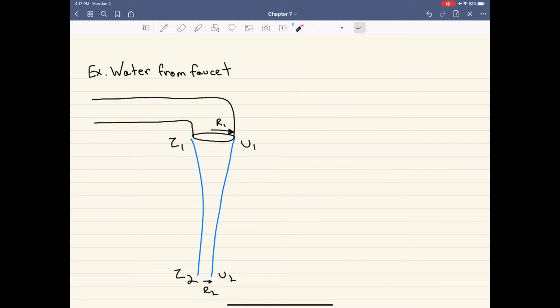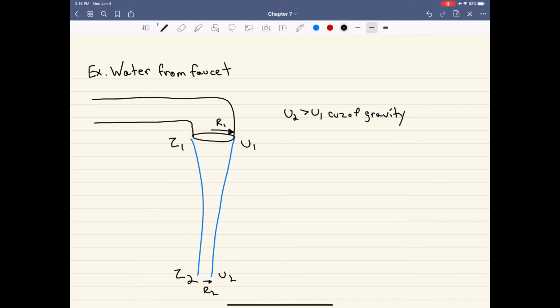Now, as the water falls from the faucet tap, right, the force of gravity is causing it to move faster, right? And so, by the time it reaches point Z2 here, the velocity, U2, is greater than the velocity U1, because of gravity. Okay? All right? But that still doesn't directly answer our question. Why does the radius change at the different points in the stream?